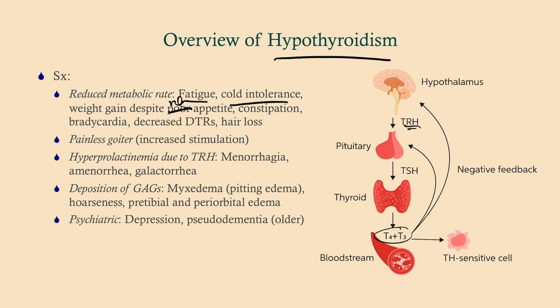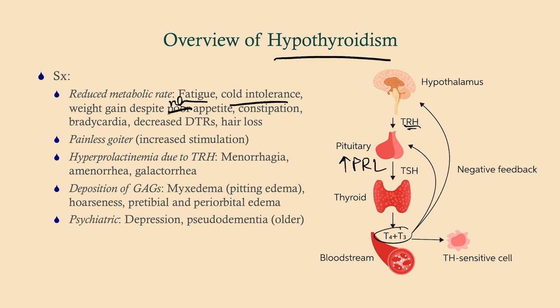Not only is that going to increase thyroid stimulating hormone at the anterior pituitary, but it is also going to increase prolactin. And as a consequence, you can get galactorrhea, particularly in women. And remember that prolactin plays a role in the menstrual cycle. So they can get disturbances to their menstrual cycle, amenorrhea, and menorrhagia. You can get deposition of glycosaminoglycans.